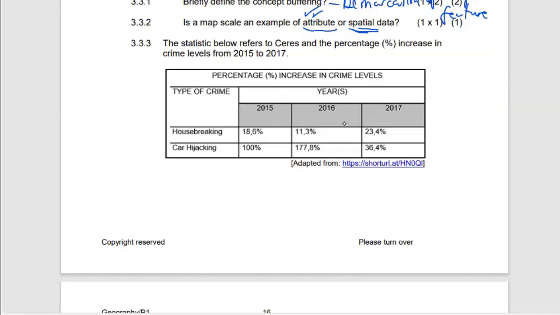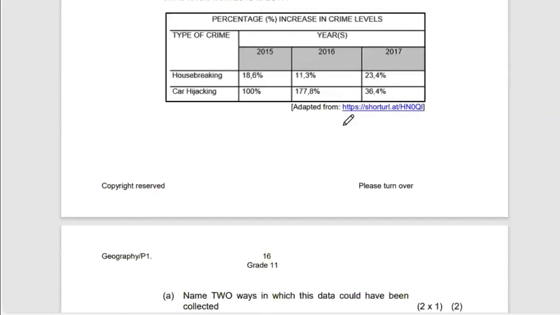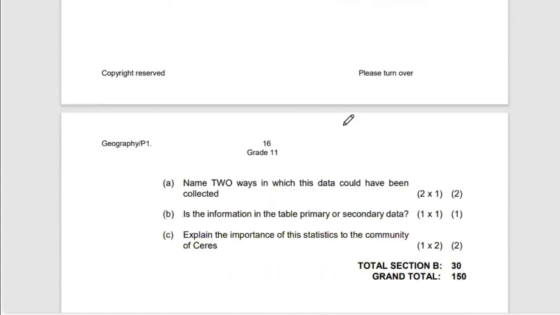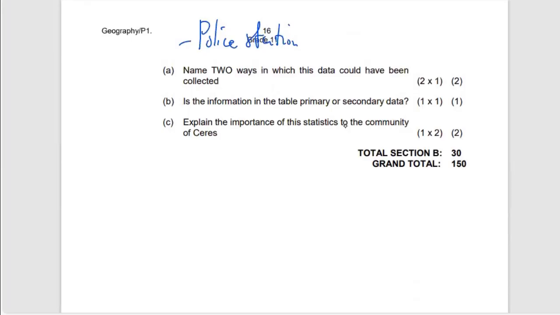Right. The statistics below refer to crime, and the percentage increase in the crime levels from 2015 to 2017. We can see those statistics. Name 2 ways in which this data could have been collected. How would we have collected data about crime? We can use information from police stations. The police have got data about crime. We will collect the information from police stations.